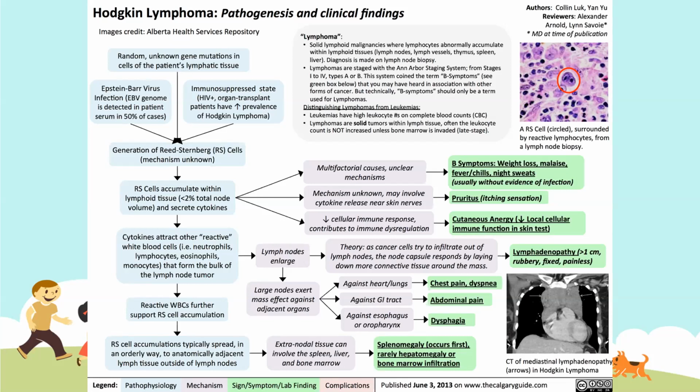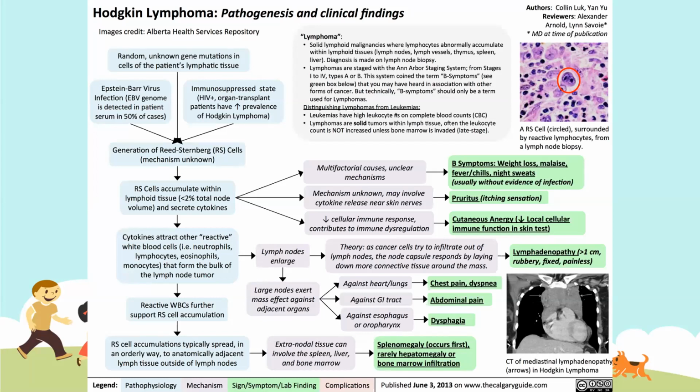from the enlargement of the lymph nodes, it will give rise to the most common clinical finding in lymphoma, which is lymphadenopathy, which is painless and rubbery in consistency. As the lymph nodes progressively enlarge, they will exert a mass effect against adjacent organs, such as the heart and lung, and cause chest pain and dyspnea. They will exert effect on the GI tract and cause abdominal pain, and against the esophagus or oropharynx, and then lead to dysphagia.